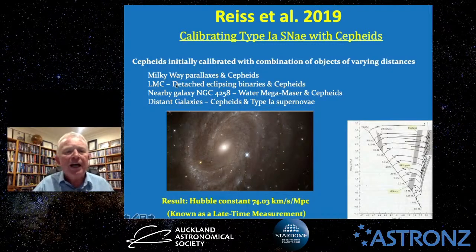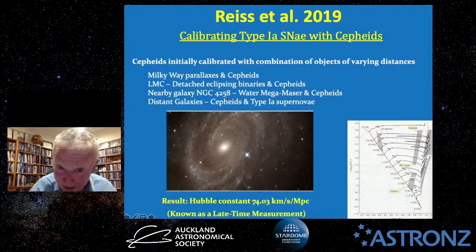They then move out to the Large Magellanic Cloud. The Large Magellanic Cloud is a satellite galaxy of the Milky Way. It's roughly about 160,000 light years away from us. And they found themselves there some detached eclipsing binaries, and they used the measurements from those to further calibrate the Cepheid variables. They then went out to a galaxy, NGC 4258.